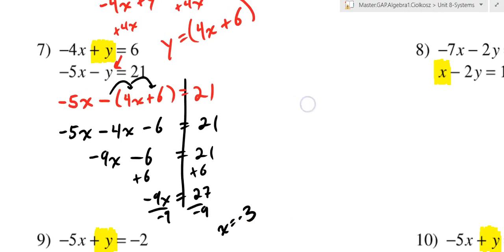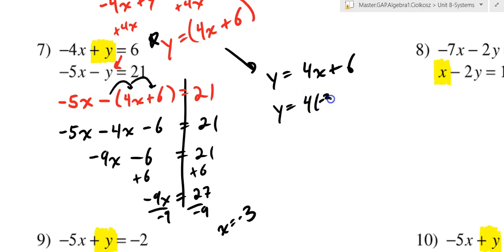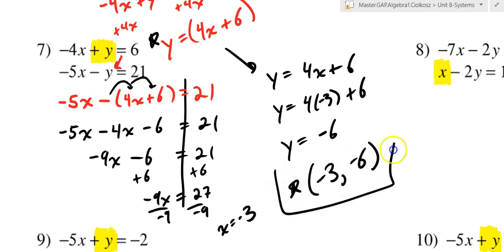Let's go ahead now. We do have an equation up here solved for y, so let's plug in there to find our y. You could also plug into those other two equations, but this one will make it a bit simpler. So I'm plugging in that -3 for my x. Calculator here, we'll get y as -6. So our solution, -3, -6.